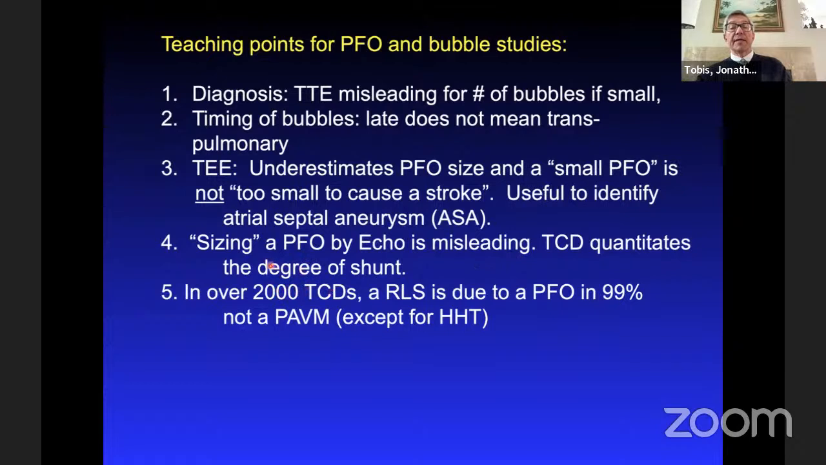The other thing is that in over 2,000 transcranial Dopplers that we've done in my lab, a right to left shunt is due to a PFO in 99% of them. Only 1% was due to a pulmonary arteriovenous malformation. If the patient has hereditary hemorrhagic telangiectasia, then that's different. They commonly have pulmonary AVMs. But if you don't have a patient with HHT, then 99% of shunts are due to PFOs. So don't chase down PAVMs. It's unlikely.